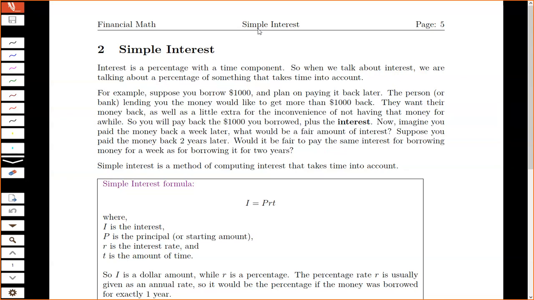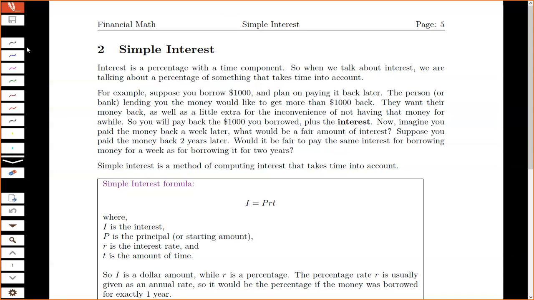All right, so let's jump into it. What we're going to be doing today is simple interest. The main thing that we want to think about with simple interest is that it's like a stepping stone, right? It's the building block for everything else. And simple interest is just taking the idea of a percent and adding a time component to it.